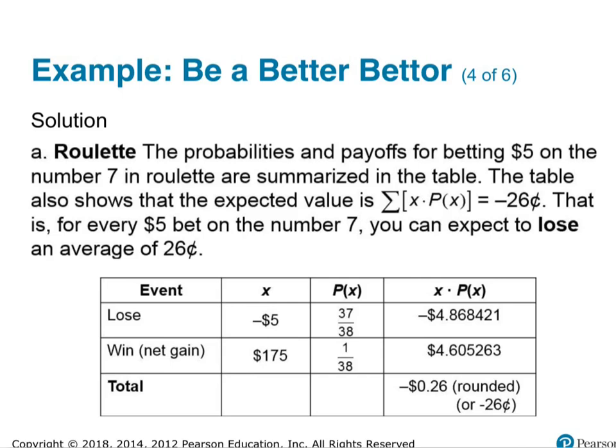If you multiply x times the probability, well, we don't even need to do all this. We can just do it on a calculator. Do you guys have a calculator? Let's put it in. This is going to be L1 and this is going to be L2. Put in -5 and 175 for L1. For L2, just go 37 divided by 38 for that box, and 1 divided by 38 for the other. Am I making any sense?